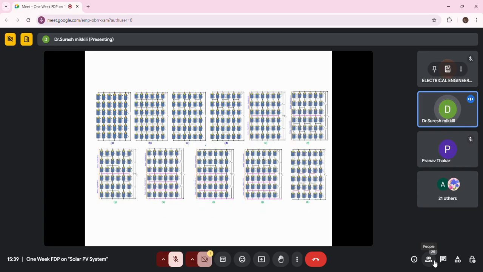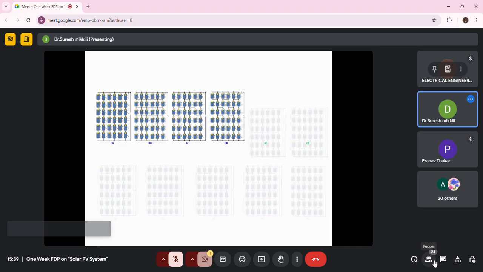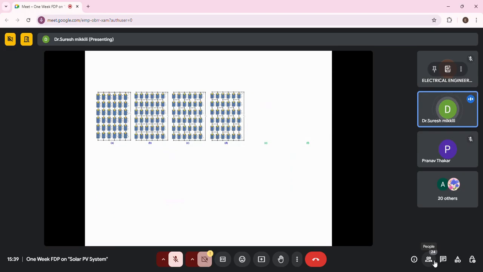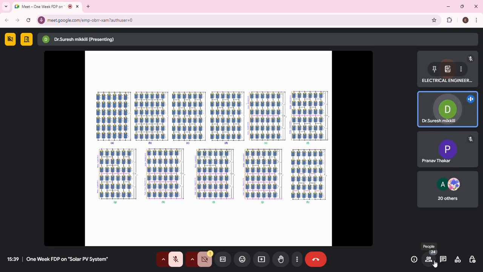What is meant by hybrid configuration? Suppose, instead of what we are doing here, 6 by 6 is conventional: series parallel, TCT, bridge link, honeycomb I have taken. Now what I am doing in the hybrid configurations is, the top panels are series parallel, this entire thing is cross tied, and the bottom ones are also series parallel.